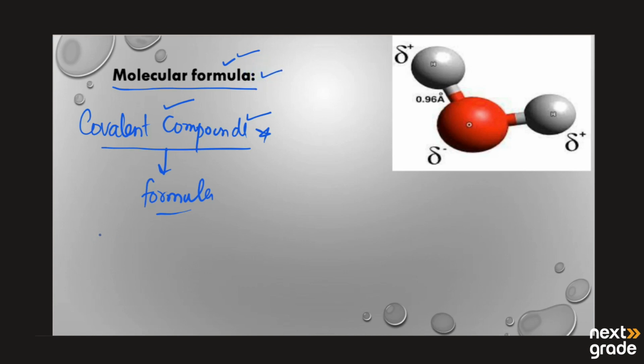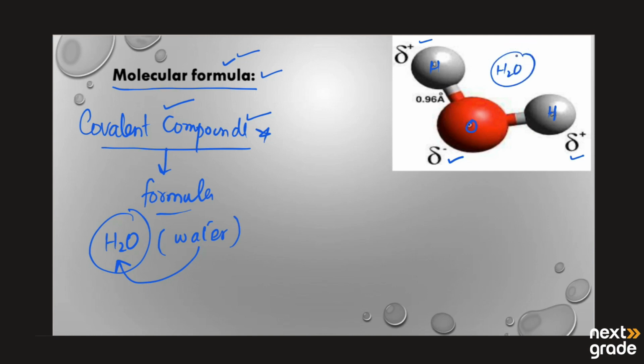For example, for the water molecule H2O, if I write water and represent it with a formula, that formula is known as its molecular formula. Here we have the oxygen, and here we have the two hydrogens. Oxygen has a partial negative charge and the two hydrogens have a partial positive charge. So this is their molecular formula.